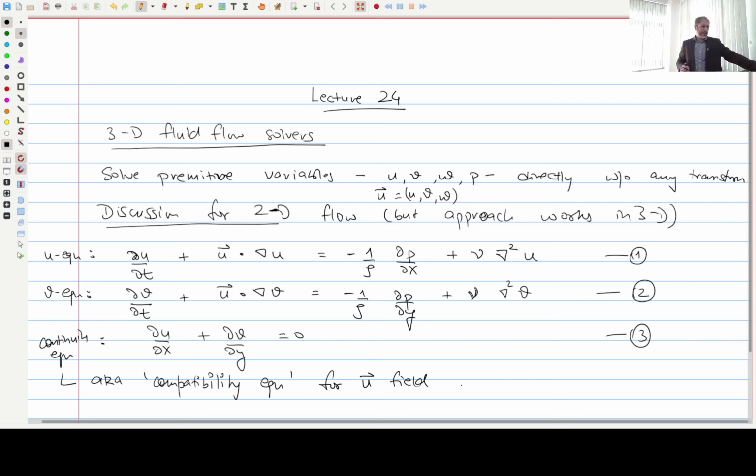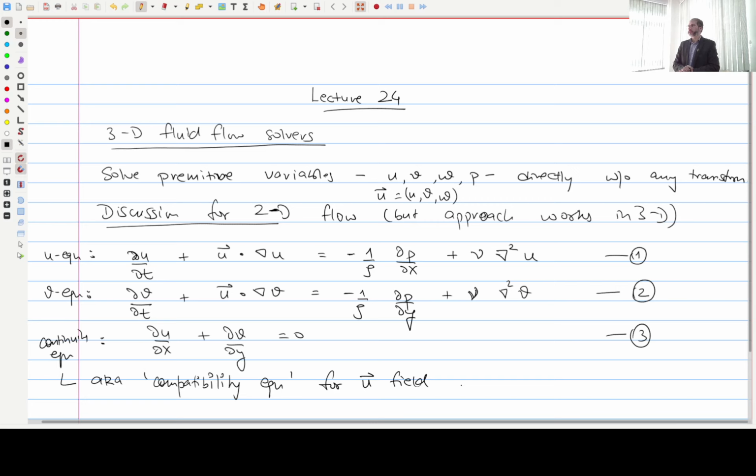So let's try to understand what this compatibility equation means. Let us say that we are trying to solve 1 and 2. To solve 1 and 2, what I mean is that I am trying to solve for the component u from equation number 1 and the component v from equation number 2. But they include pressure as well. So what I can do is guess a pressure and put it there. But the chances are that that guessed pressure will result in u and v that will not satisfy equation number 3.